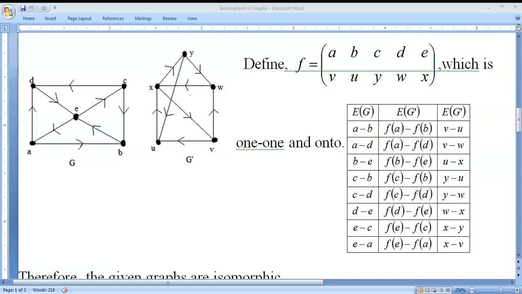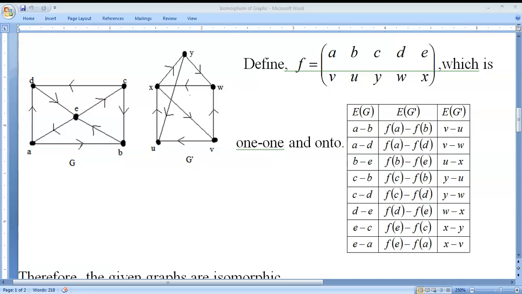And if you take the second graph G dash and you take vertex U, the in degree is 2 and out degree is 1. And for vertex V, the in degree is 1, out degree is 2. So the number of edges directed towards the vertex is called in degree, and the number of edges directed away from the vertex is called out degree.